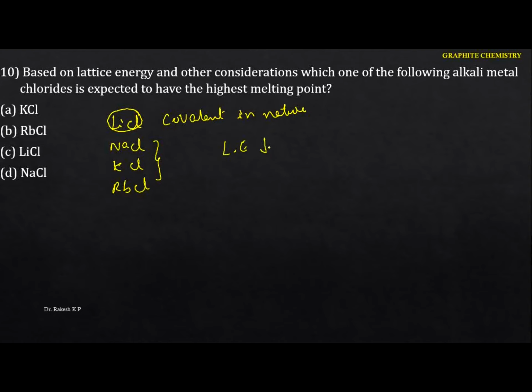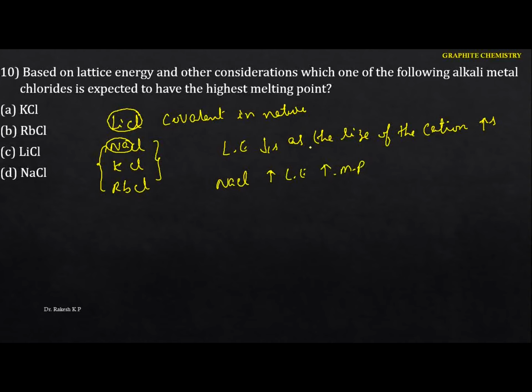Lattice energy decreases as the size of the cation increases. That means forget about lithium chloride because it shows covalent nature, and it does not have the highest melting point. But among sodium chloride to rubidium chloride, the smallest size is for the sodium ion. Hence sodium chloride has a higher lattice energy. Hence it has a higher melting point. Okay, because of that property.